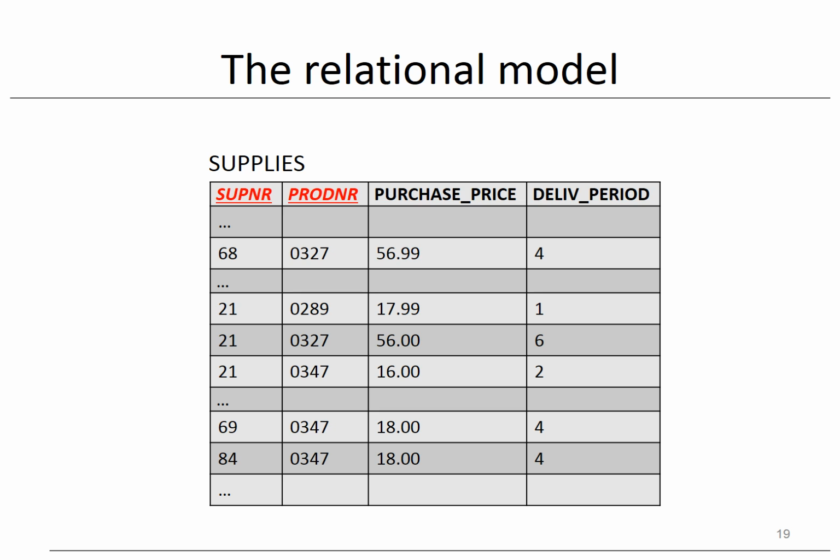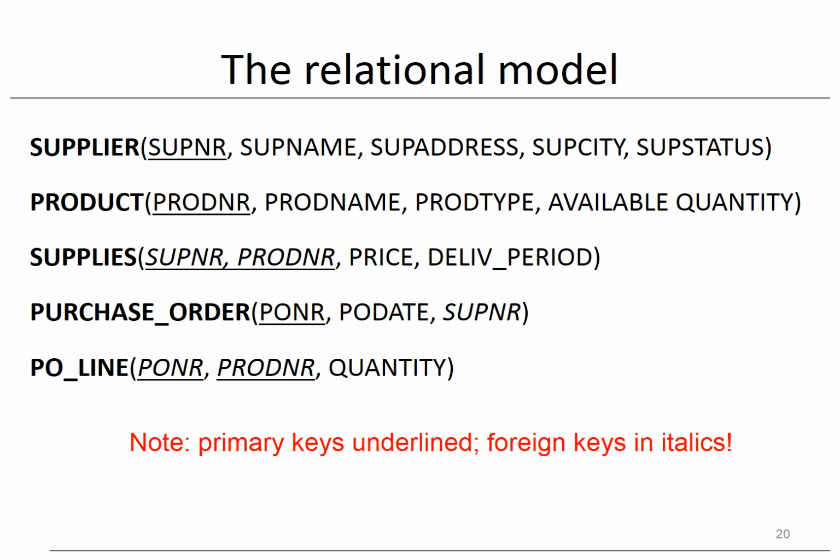Supplier number 21 can supply products number 289, 327, and 347. Vice versa, product number 347 can be supplied by supplier numbers 21, 69, and 84. Here you can now see the relational database scheme for a purchase order administration. Primary keys are underlined and foreign keys have been put in italics.